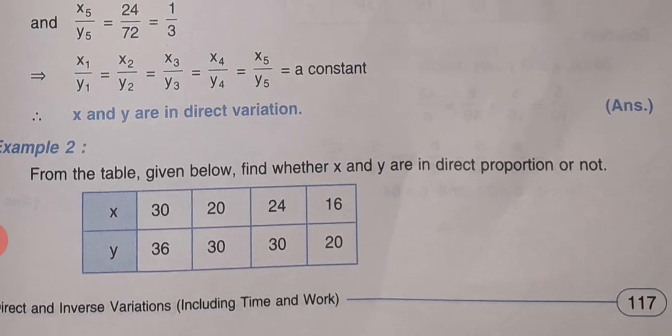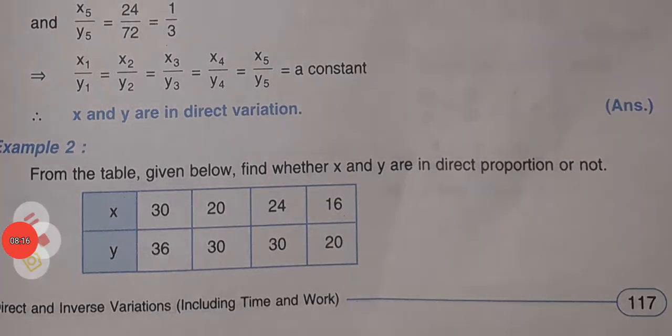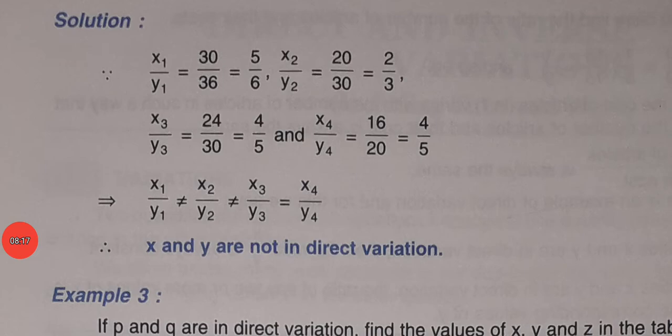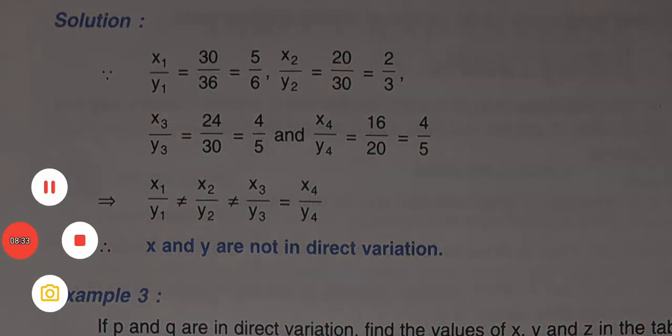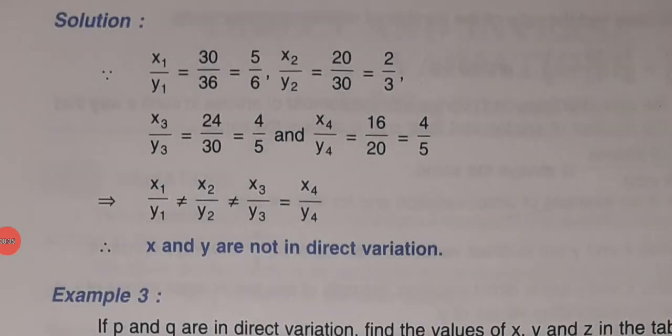Here also a table is given, and we have to check whether x and y are in direct proportion or not. So here, the similar process we used in example 1, we shall also use here. For the first column, x1 by y1 equals 30 by 36, and the lowest form of 30 by 36 is 5 by 6. Next, the second column, x2 by y2 equals 20 by 30, this is equal to 2 by 3.